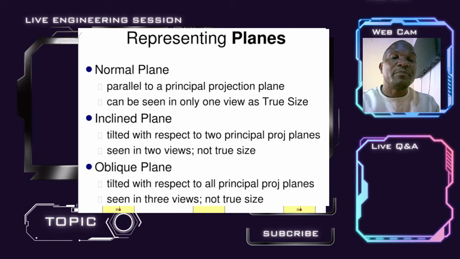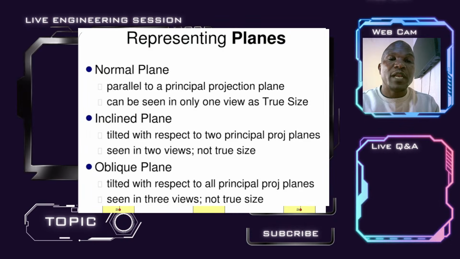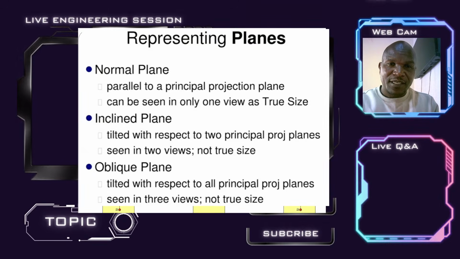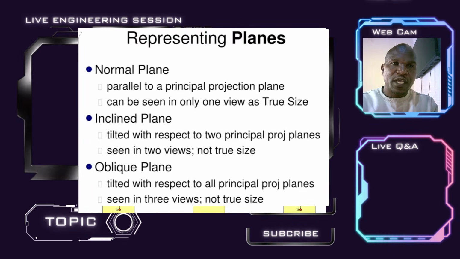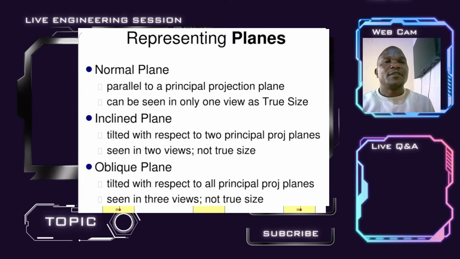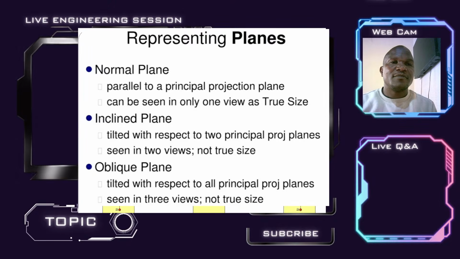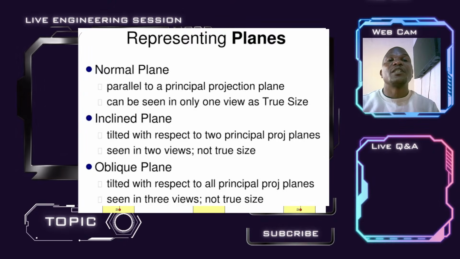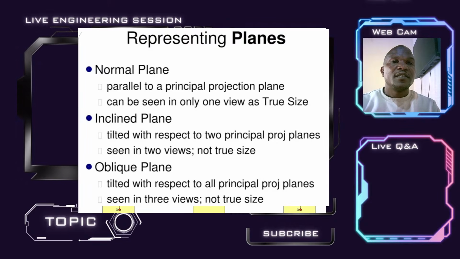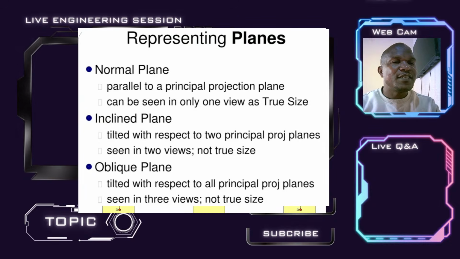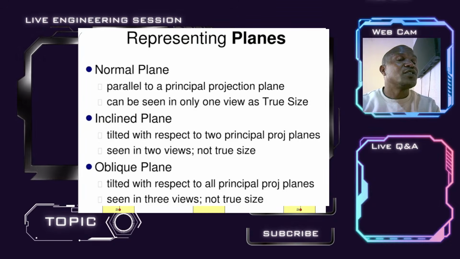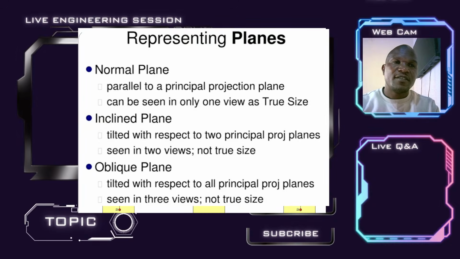The actual length can be determined based on what we call specific views or planes, depending on the point of view. Sometimes many beginners are confused about this one. Okay, a normal plane, which is always parallel to the principal projection plane, you can only see one view as the true size or the true length.